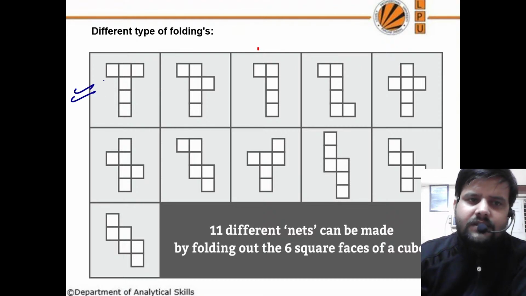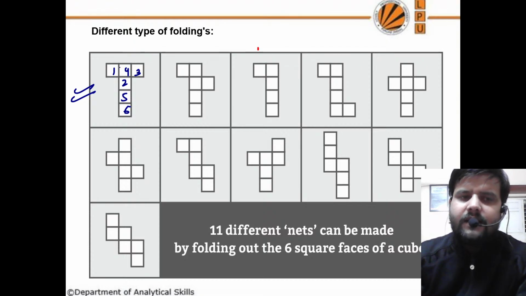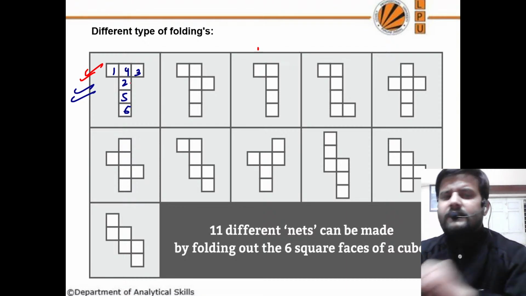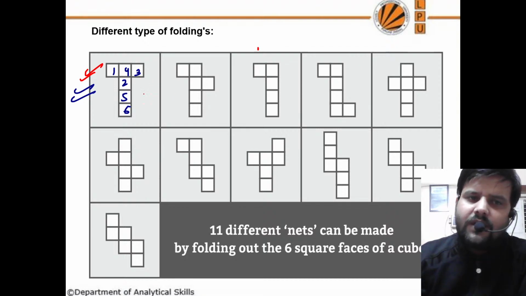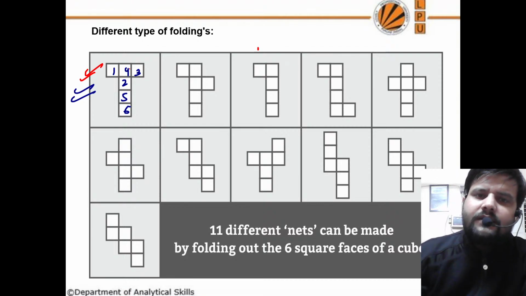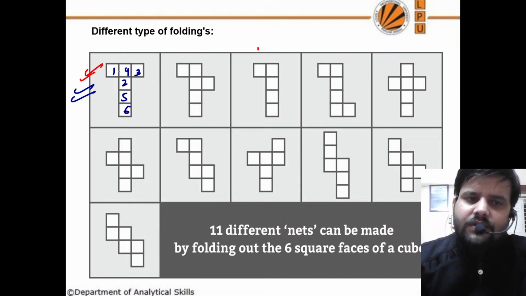Let's consider this one first. I number it 1, 2, 3, 4, 5, 6. Getting my point? So what happens in open dice? They generally give you a picture of an open dice and will ask you which number will be opposite to which number or which number will be adjacent to which number. That's the basic question asked in this. Getting my point? So now let's solve this question. What happens? They want you to imagine when you fold it, which number will be opposite or which number will be adjacent to each other.